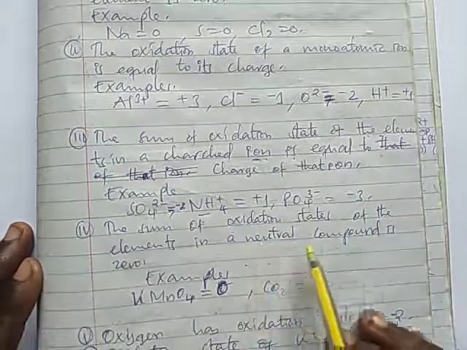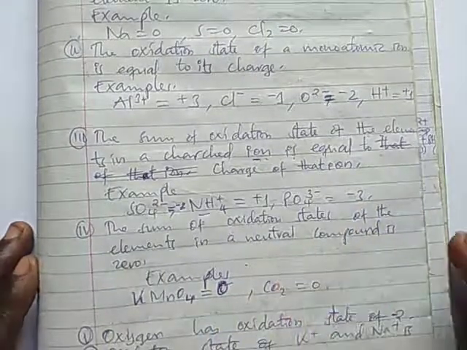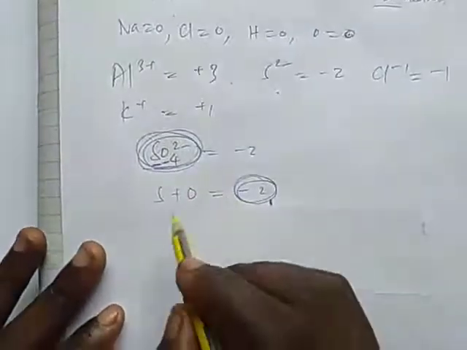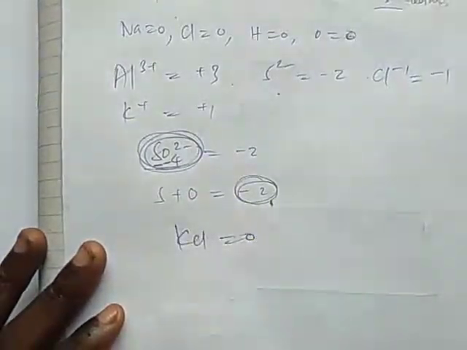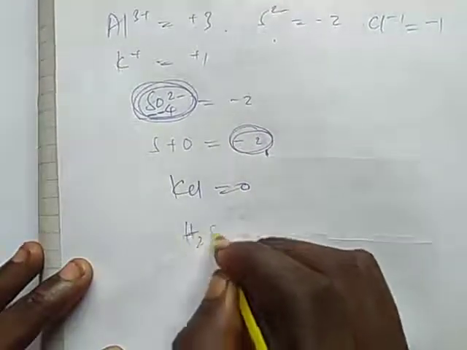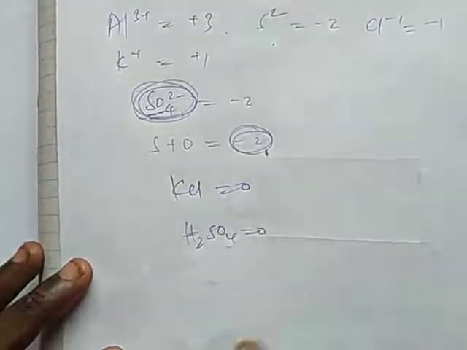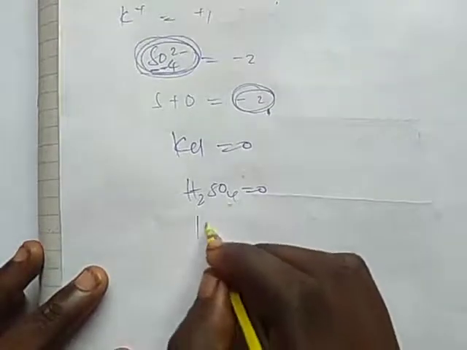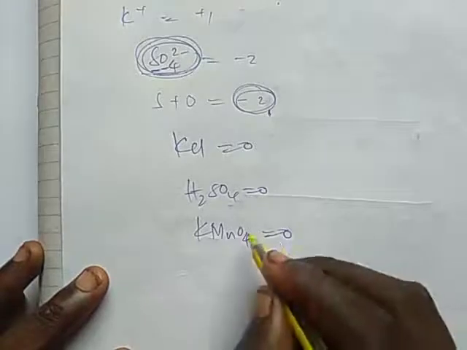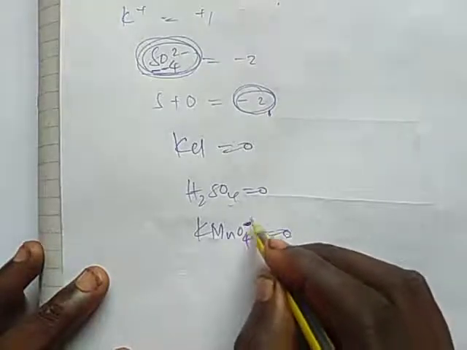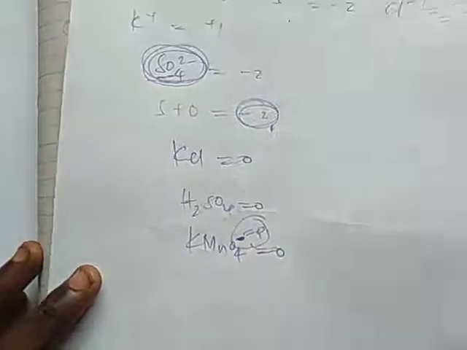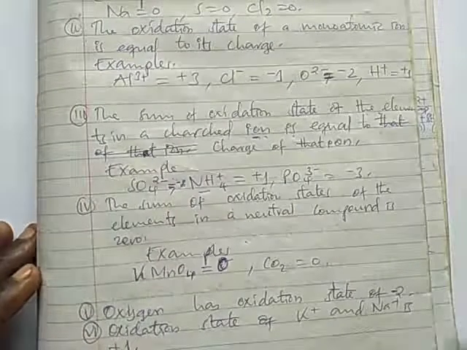While the sum of oxidation state of elements in a neutral compound is 0. So for example, if you have potassium chloride, the sum of oxidation state is equal to 0. H2SO4, sum of oxidation state is equal to 0. Potassium permanganate, sum of oxidation state is equal to 0. Kwa sababu gani? Huyu hana charge yoyote, manake hapa inakuwa sawa na 0. Lakini kama hapo kuna charge yoyote, hiyo ndio itakuwa sum of oxidation states.